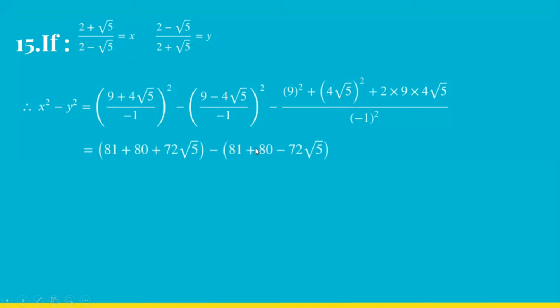And then on simplifying this, we get 81 plus 80 plus 72 root 5, and here we get 81 plus 80 minus 72 root 5 when we expand this. Open the bracket. So 81 plus 80 is 161 plus 72 root 5, minus 161, and minus into minus is plus 72 root 5. Now the 161 and negative 161 got cancelled. So 72 plus 72, we get 144 root 5 as our final answer.